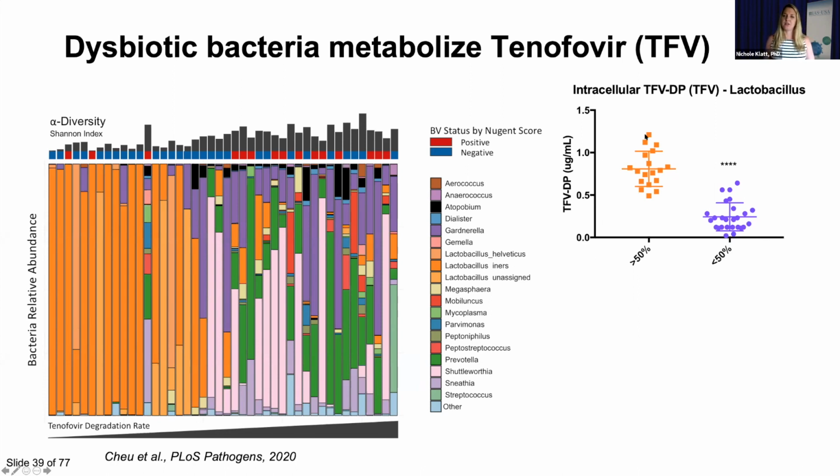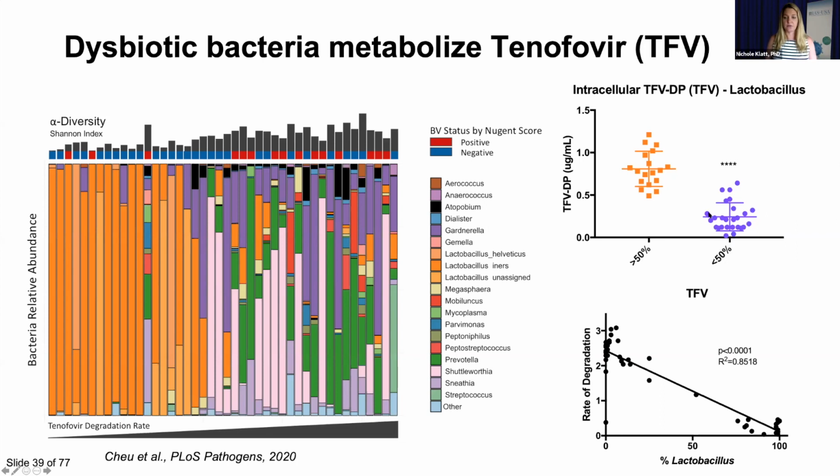And then on the right-hand side here, we actually quantified the degradation. This is tenofovir diphosphate, the pharmacologically active form of tenofovir that would be in the cell and needed to actually protect against HIV infection. What we see is that when you have less than 50% Lactobacillus, so these are the BV states in purple, you have much less active drug, and the rate of degradation is negatively associated with how much Lactobacillus is there.